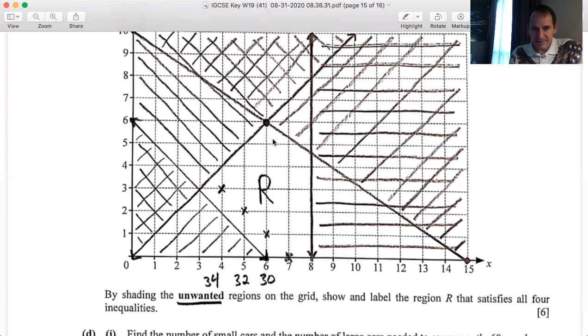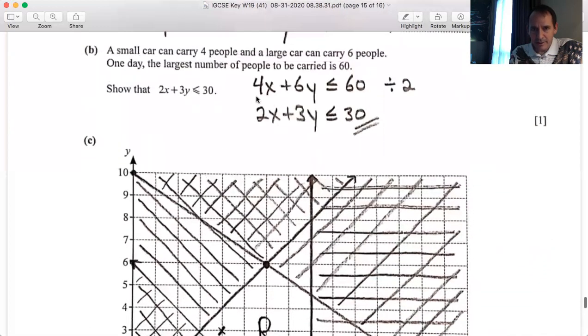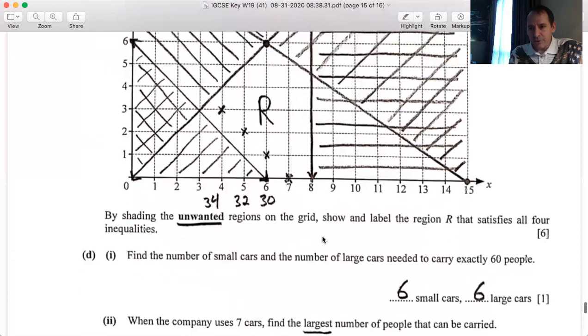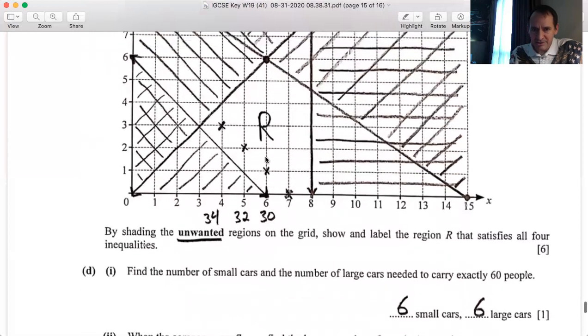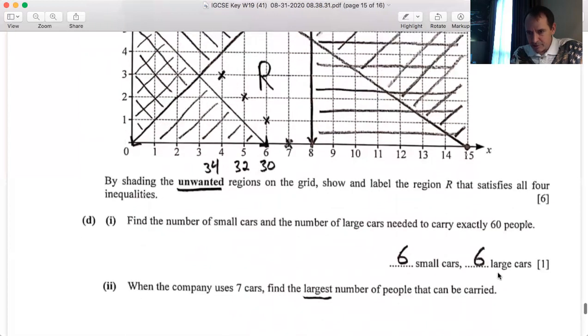So if you check 6 and 6, remember 4 and 6, so 4 times 6 is 24, 6 times 6 is 36. 36 and 24 does add up to 60. So notice this was only 1 point. It doesn't want you to actually go through and calculate all of them. Since 60 was a maximum, it should come from your highest coordinate or your highest vertex, which is at the 6, 6 corner. And so 6 small cars and 6 large cars are used to carry the 60 people.